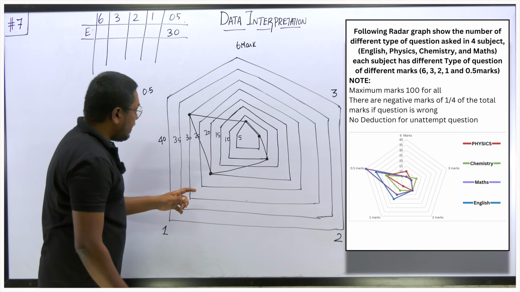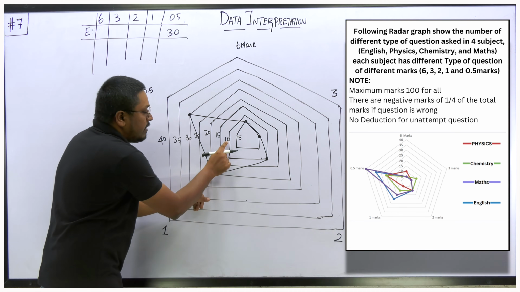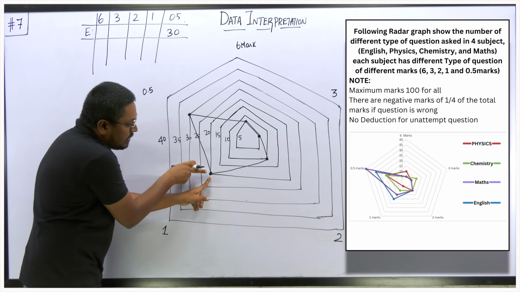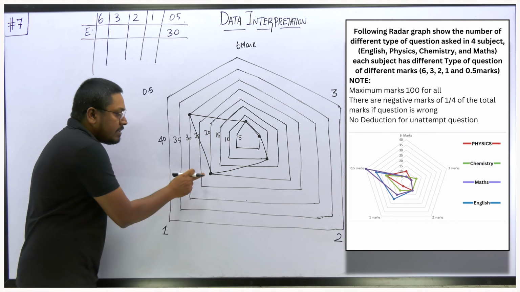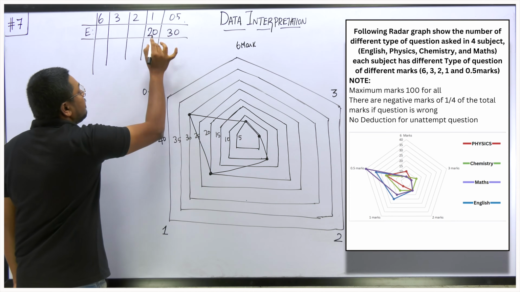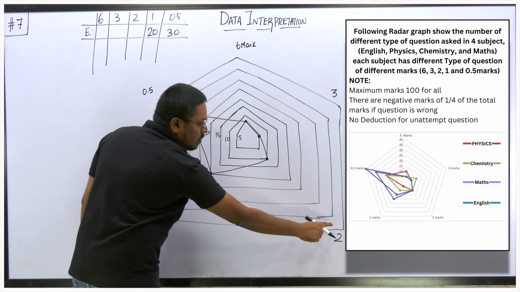So where is the second point? Here is the second point, right? So 5 question, 10 question, 15 question, 20 question. So on this 20 question line, they have given a dot here, which is diagonal to 1 mark. So that means 20 questions were asked from 1 mark. And here is the next dot, which is diagonal to 2 mark question.